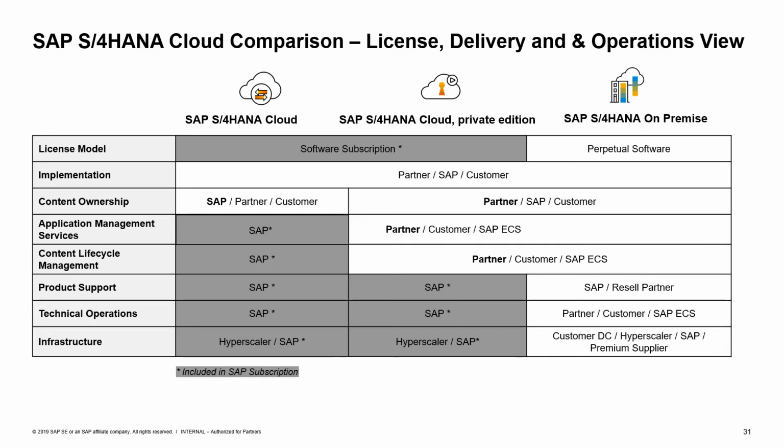Let's take a look at this again, but from a license, delivery and operations point of view. So the license model is a subscription, right, for both private and public cloud.